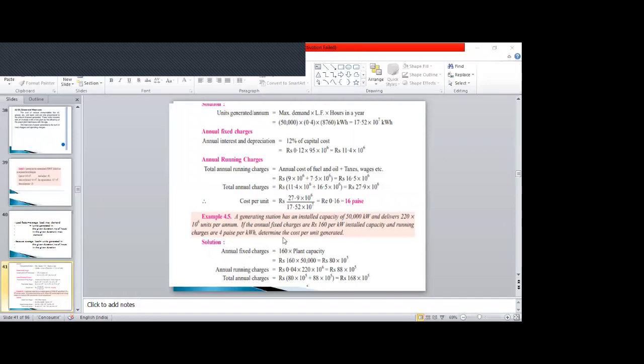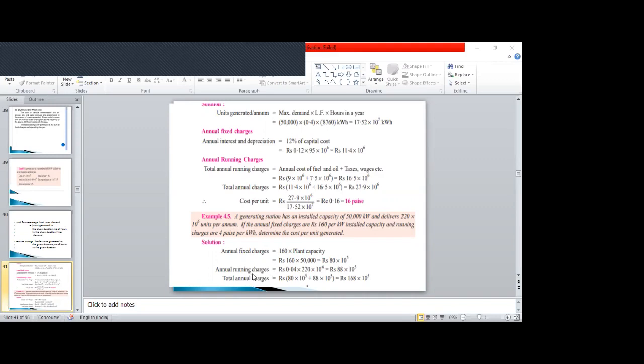See, now it is mentioned annual fixed charges are rupees 160 per kilowatt. So that is 160 into plant capacity. Plant capacity is given as 50,000. So to get the total annual fixed charges, multiply by the plant capacity, and you will get the total fixed charges, rupees 80 into 10 to the power 5.